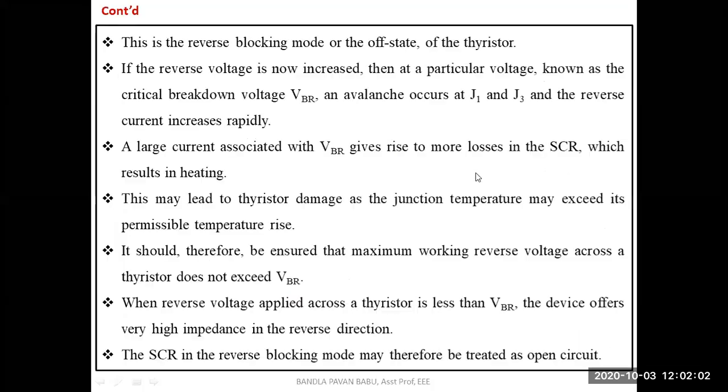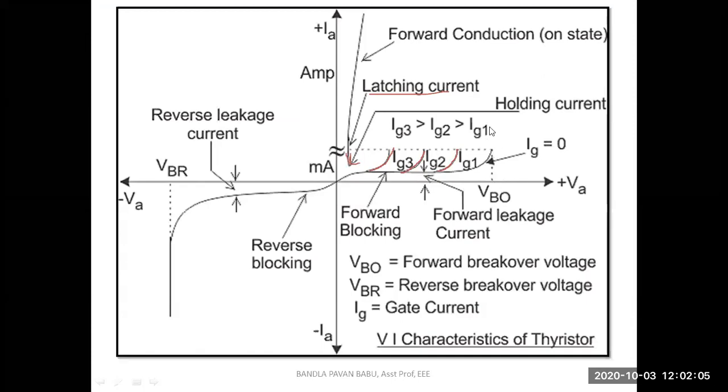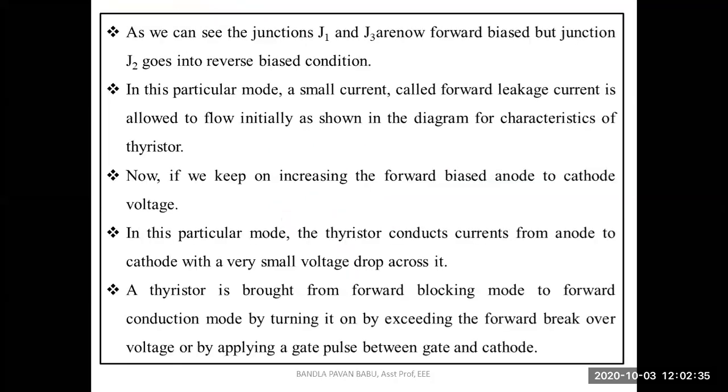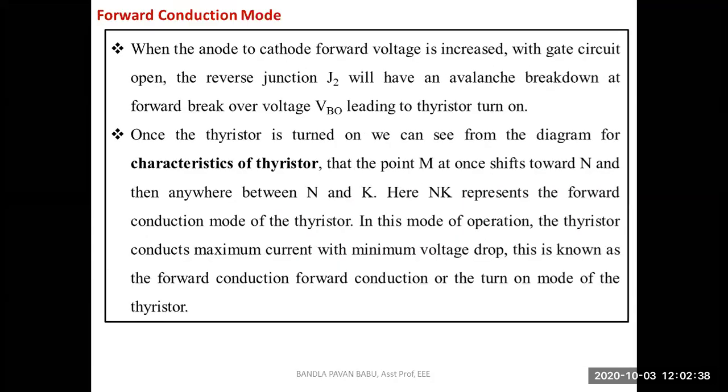So look here, with increase in forward breakover voltage, what happens is junction J2, which is earlier in reverse biased condition, reaches breakdown. So J2 comes to forward bias, and J1, J2, J3 will all be in forward bias. So the switch will conduct, which is not practically encouraged, because every time if you go for breakdown, the switch may lose its behavior. So that is one mode of operating the switch, and it is called the turn on method.